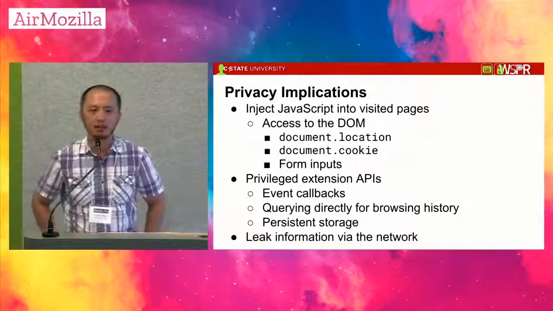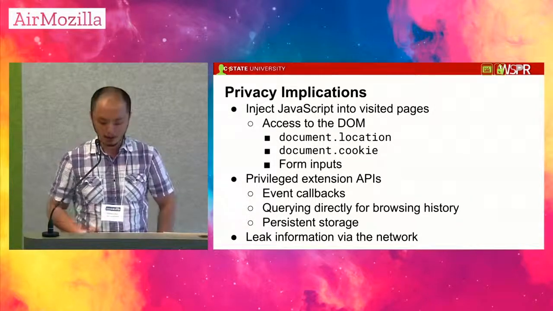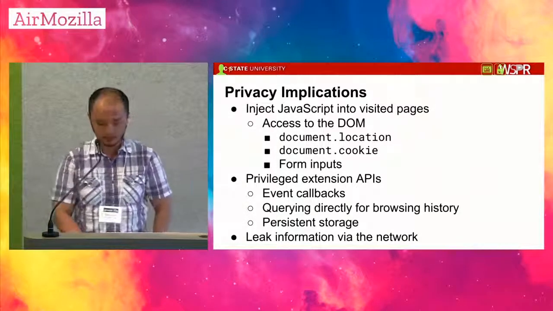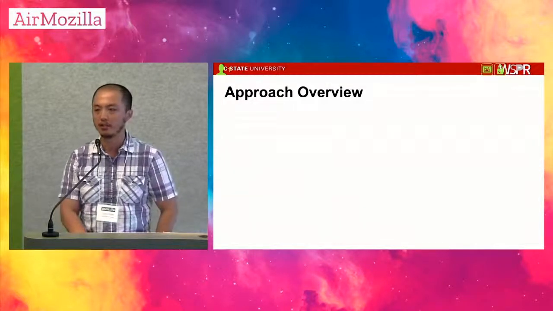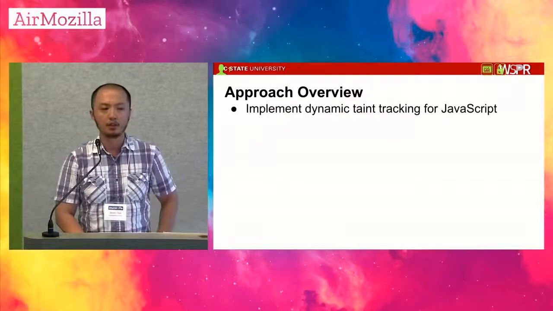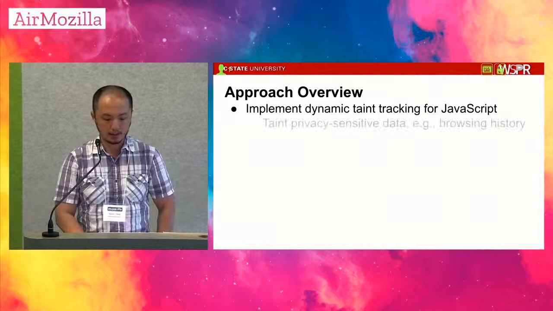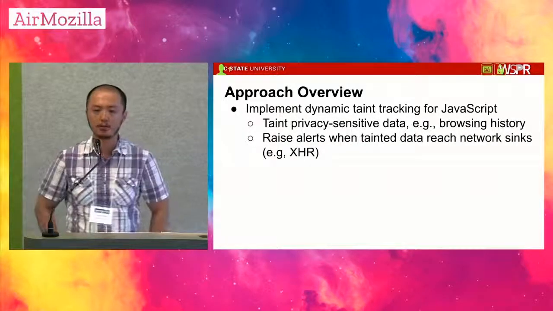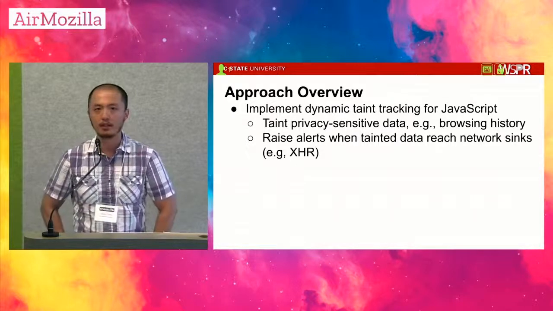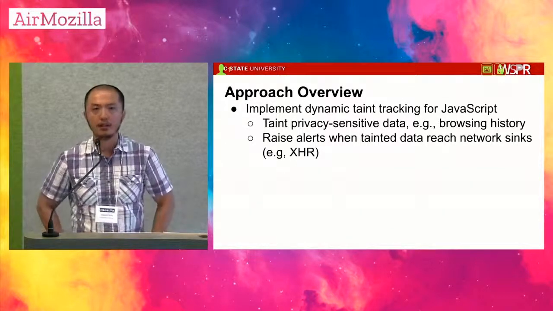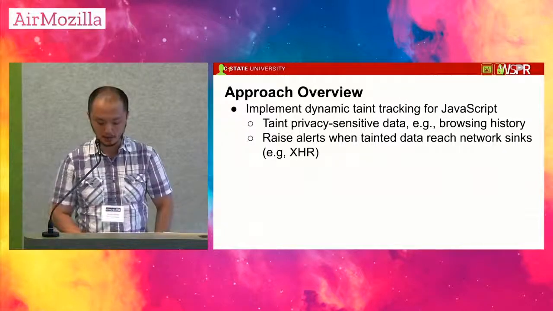Last but not least, being essentially a program that runs inside the browser, they have network access, so they can exfiltrate data over the network. Now, given this, our approach to detecting privacy leakage from browser extensions essentially implements dynamic taint tracking for JavaScript. So in such an approach, we mark the data obtained from sensitive sources as tainted, and then we track the usage throughout the execution of the JavaScript code. And then whenever tainted data reach network sinks, we raise an alert.